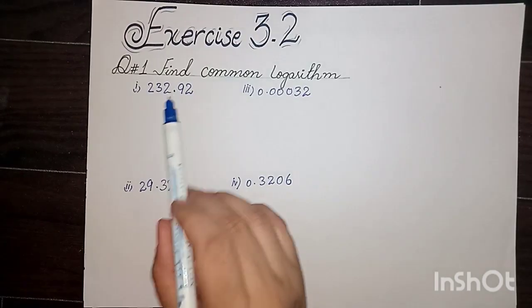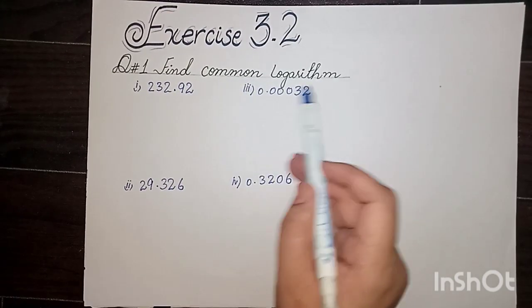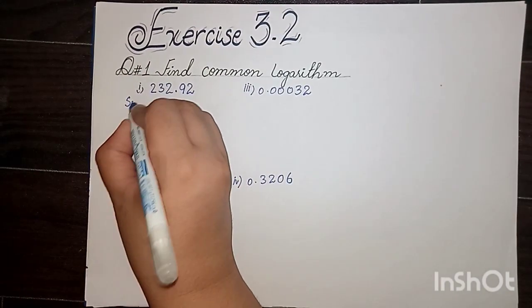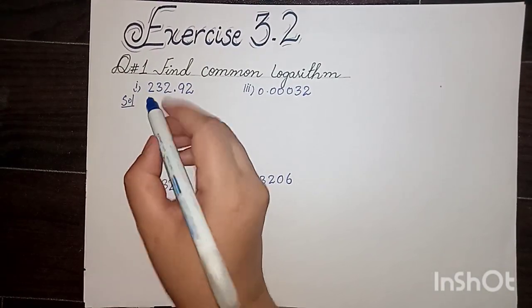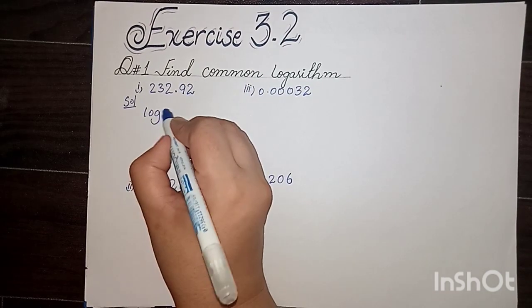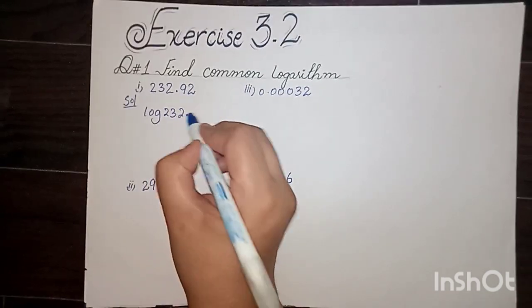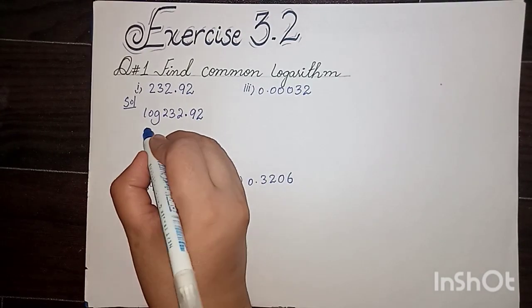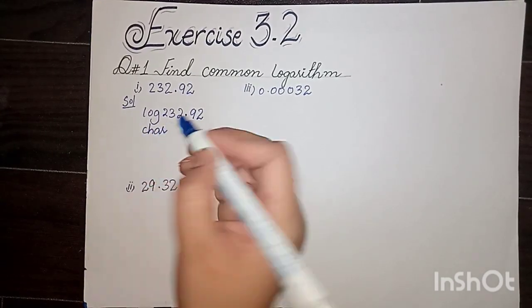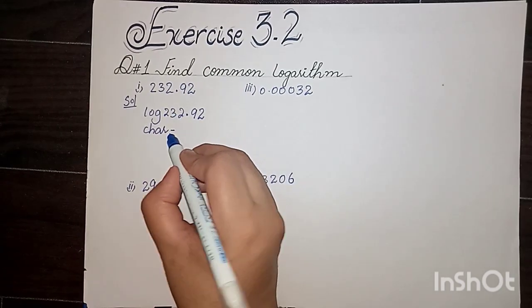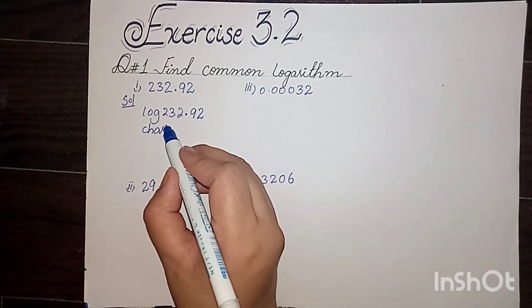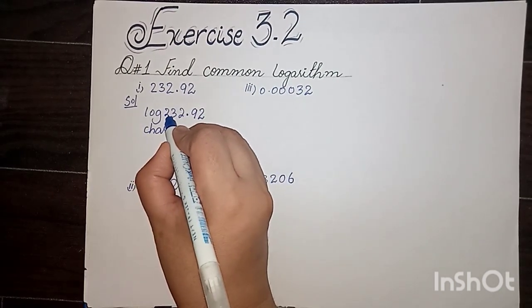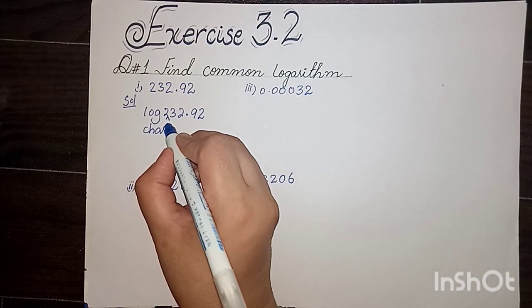So our question number 1 is to find the common logarithm of the following values. Let's start the solution. The first value is log of 232.92. As we know, first of all we will find the characteristic. For the characteristic, first we will draw the reference point after the first non-zero digit.